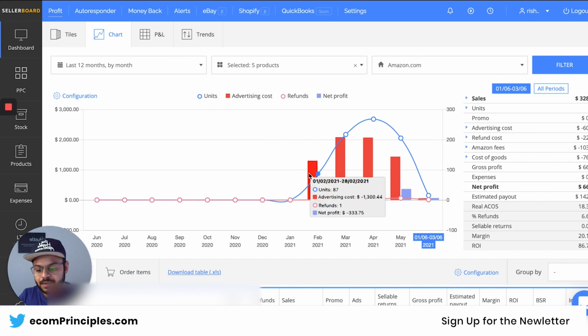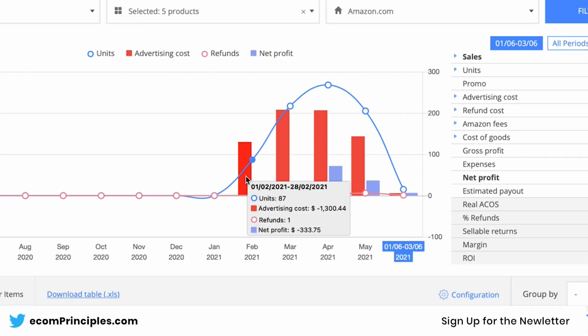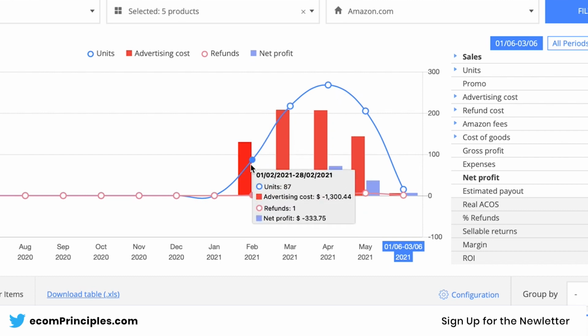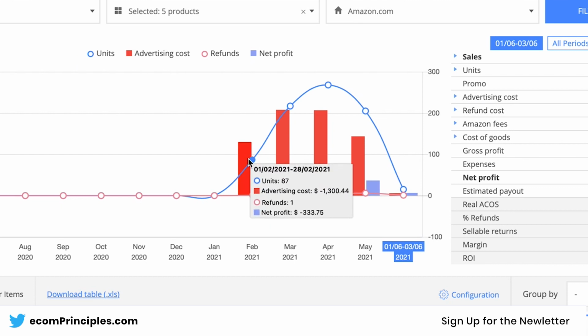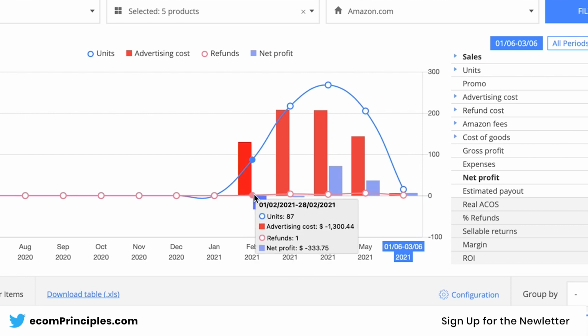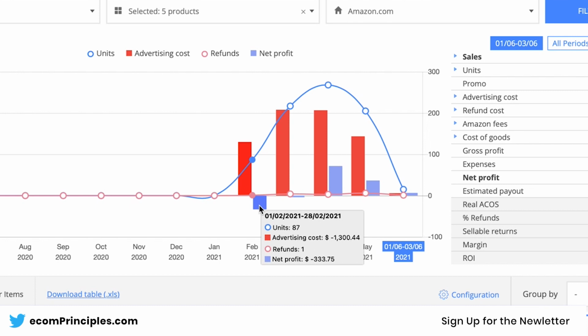Right now, if you hover over this bar chart for the month of February, you'll see that the red bar represents the advertising cost. The blue line going here represents the units, and you can see it mentioned over here on the screen. You see the refunds, which is the red dot over here, which is pretty low, which is good. And then there is the net profit, which is the blue line. Now, as you can tell, this is the $0 line, and the profit is below that line, which means there is negative profit, and therefore a loss of about $333.